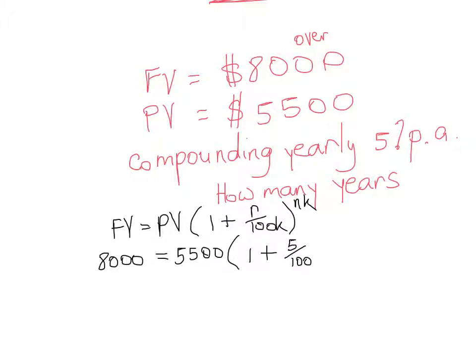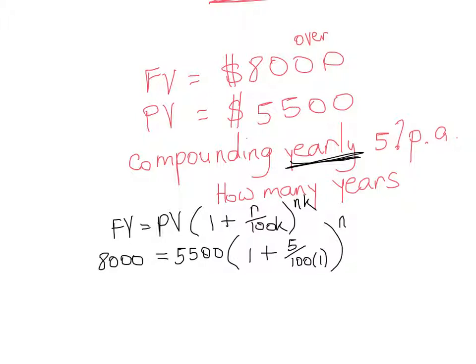Now, K, again, K means number of compounding periods per year. Since it's compounding yearly, the number of compounding periods per year is 1. So we don't have to write that there, but we'll write it there anyway. To the nk, number of years. We don't know what that is. And k is 1, so we don't have to put that there. We don't know what that is, and we have to figure it out.